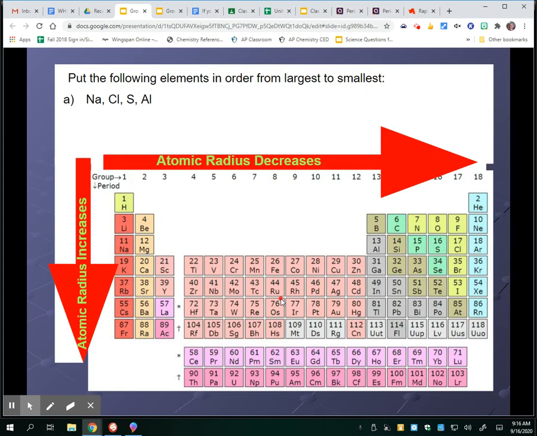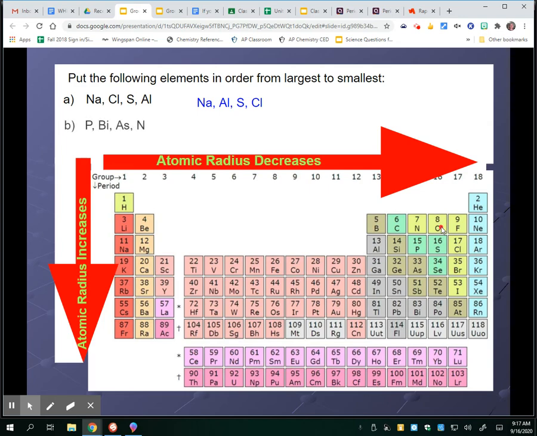So I'd like for you to try and put these elements in order from largest to smallest. This is a period trend. It looks like we're going across row 3. So we're going to start with the largest and go in order to the smallest using our trend. The correct answer is this. So we have sodium as our larger atom, and as we go across, we get a more positive nucleus. So then aluminum would be the next largest, then sulfur, and then chlorine would be the smallest of those listed.